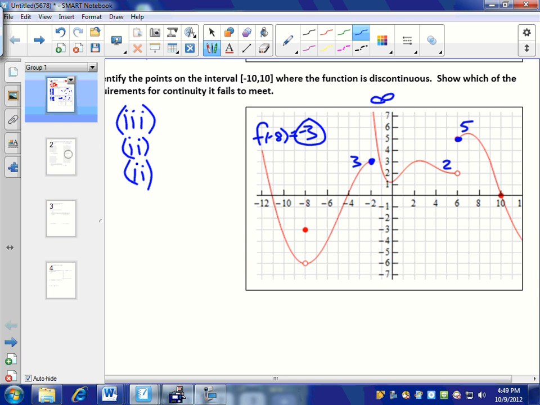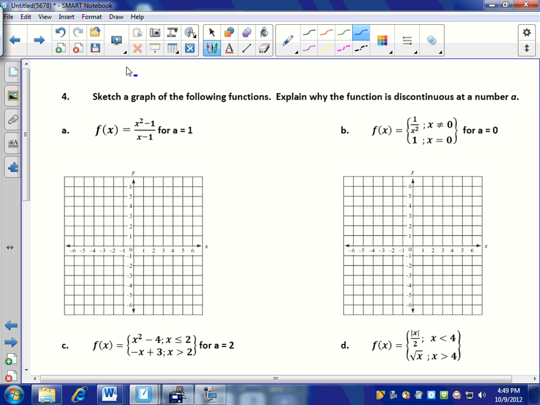There you go. So, second page. Oh, piecewise functions and other stuff. You guys don't like this stuff. It doesn't have to be that difficult. This is my function. You can see it's discontinuous for a equals 1 because you get 0 in the denominator. If you factor the top, you get x plus 1 times x minus 1.